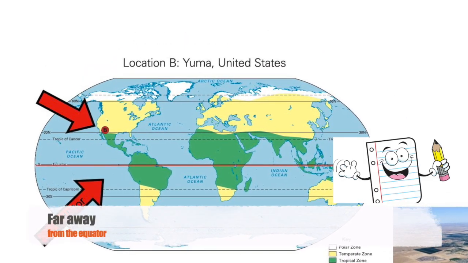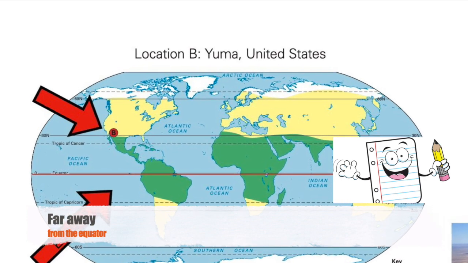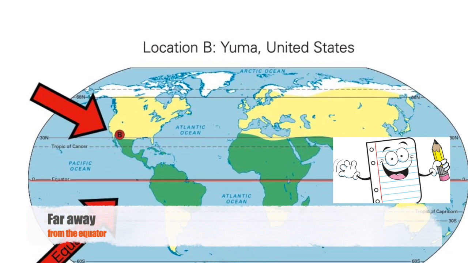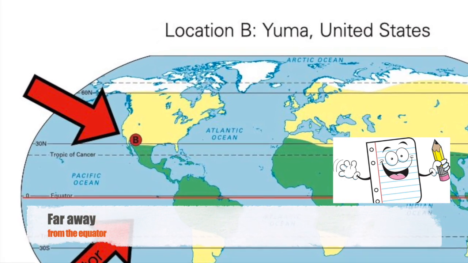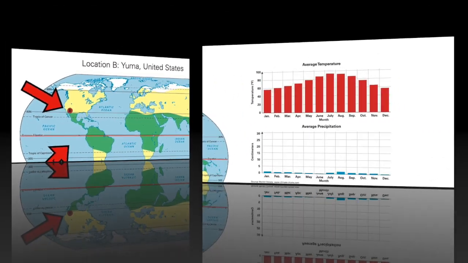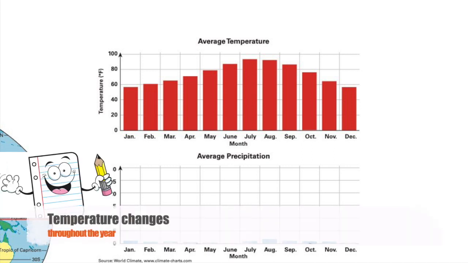Look at where Yuma is compared to the equator. It's not as far away as Cambridge Bay, but we would still consider it far away. Pause and write it down. Yuma has temperatures that change throughout the year. Although winter in Yuma can be cool, summer is usually very hot.